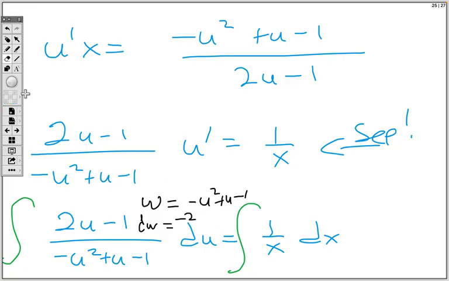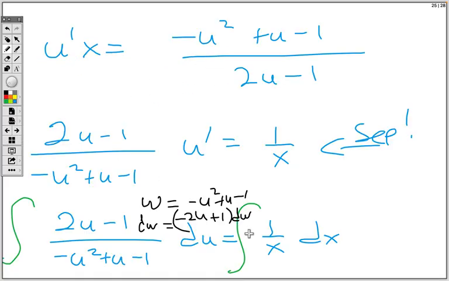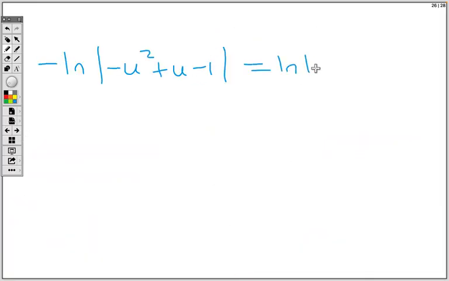So the dw would be minus 2u plus 1 dw. So this is exactly the opposite of what I have up here. So the left-hand side, if you go through the steps, you should get a negative natural log absolute value of this, because you're off by a negative there in the dw. And then the right-hand side, you get that natural log. Technically it's w and not omega, but I like how your thinking is around.